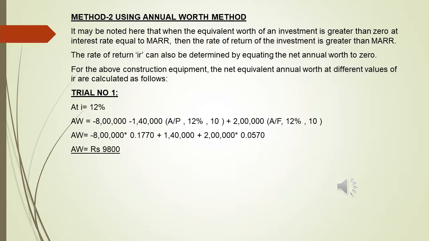So for the first trial, I will be equal to 12%. You have to calculate for AW. See, your equation is slightly different. It is A by P and A by F. You have to equate for that. And when you equate, I will get AW as 9800, which is positive. Next, we'll move on to the second trial.